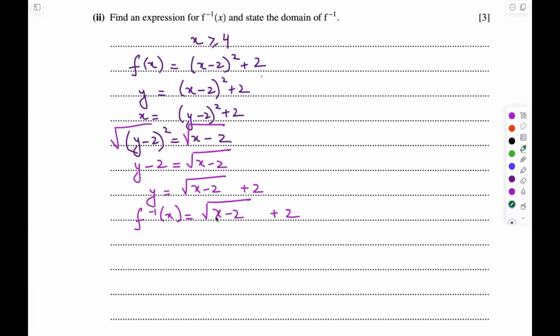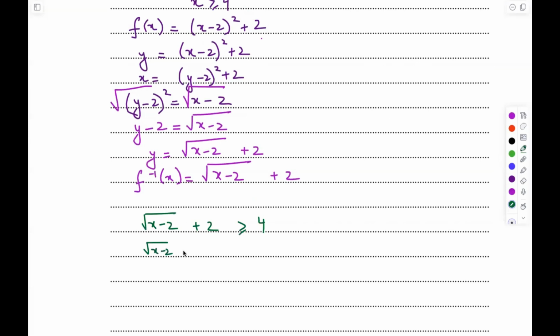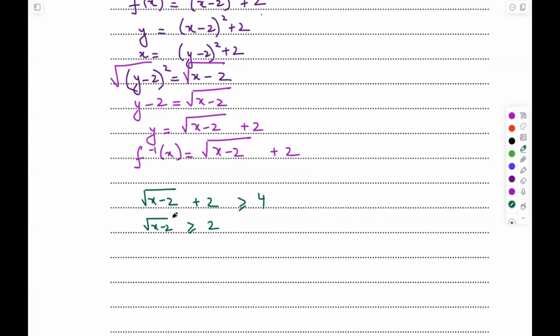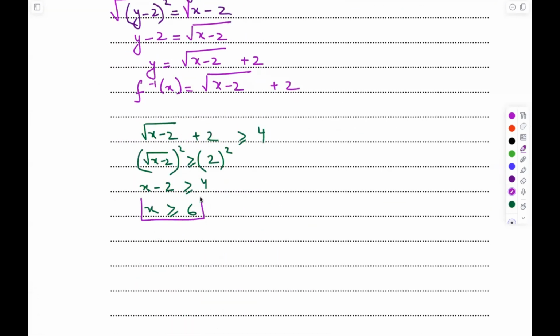So for that, x will be equal to 6, or we can just solve it by x minus 2 plus 2, and it should be greater than or equal to 4. So taking 2 on the right hand side, that will be x minus 2 is greater than or equal to 2. Squaring both the sides, we'll get x minus 2 is greater than or equal to 4, or x will be greater than or equal to 6. So the domain of f inverse will be x should be greater than or equal to 6.